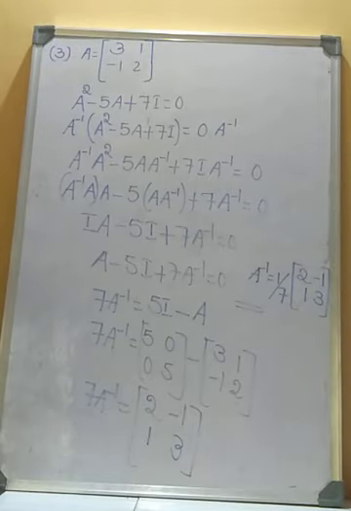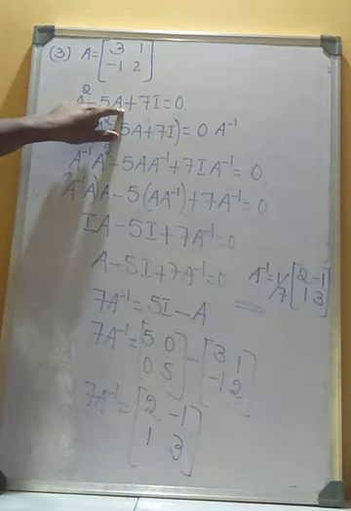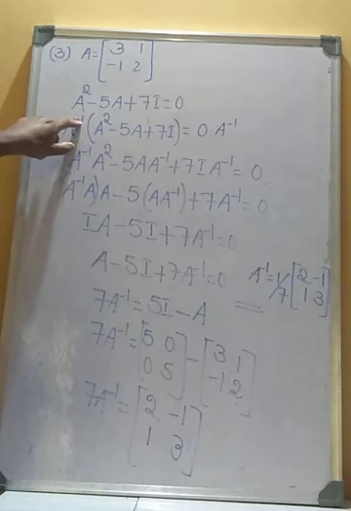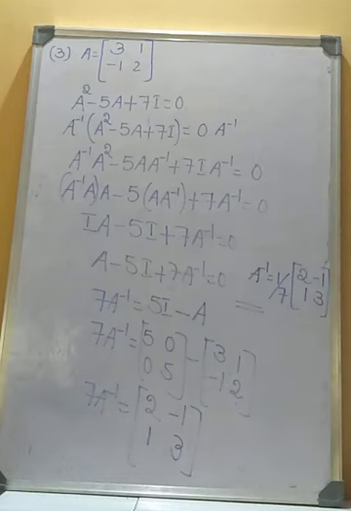So without adjoint A and determinant of A, consider this equation, multiplying by A inverse on both sides and simplify this. So we get A inverse.